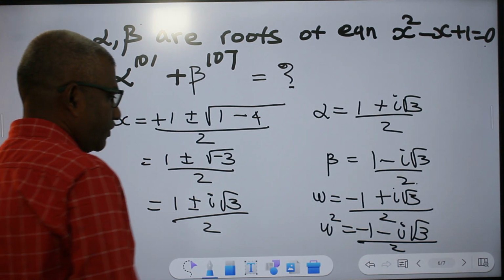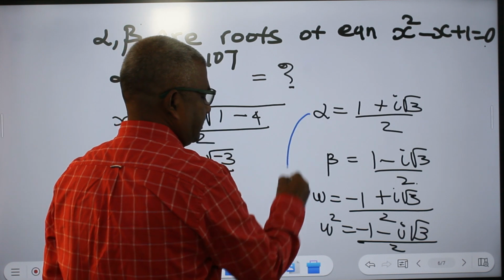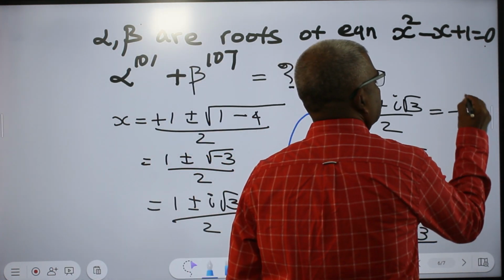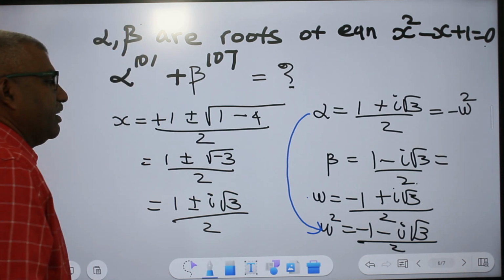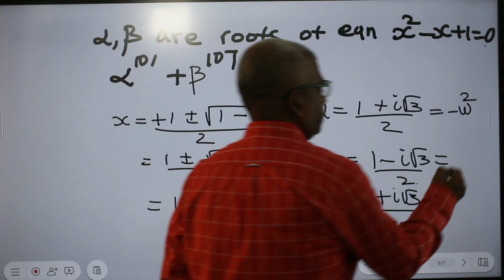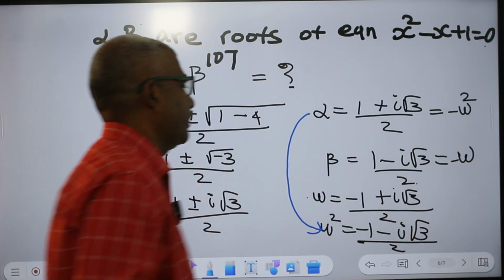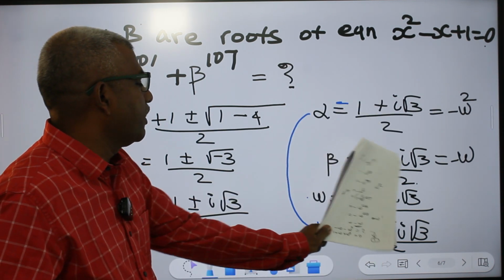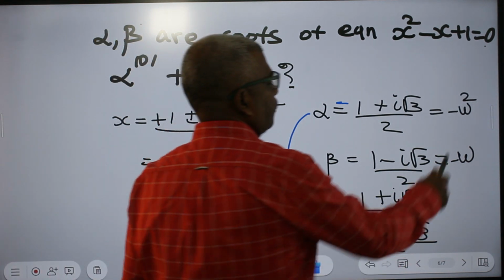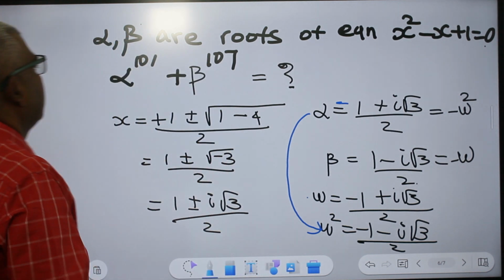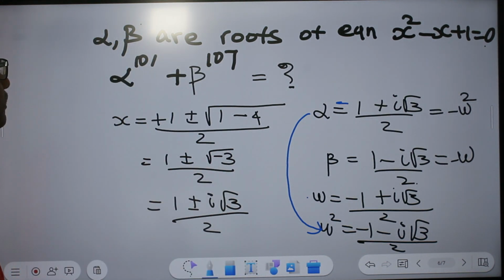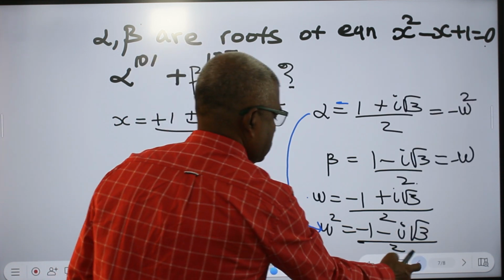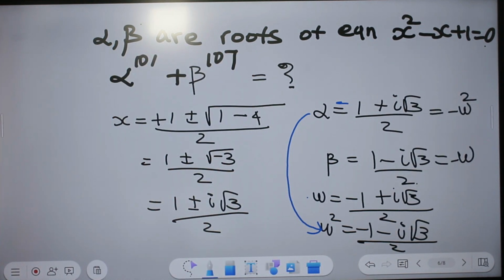So what will happen? Alpha is nothing but minus omega squared, and beta is minus omega. You understand? Just to make it minus, you put minus 1 minus i root 3, it will be omega squared. Here minus 1 plus i root 3, it will be omega. So alpha is equal to minus omega squared, beta is equal to minus omega. Until now, copy down. Okay, next.